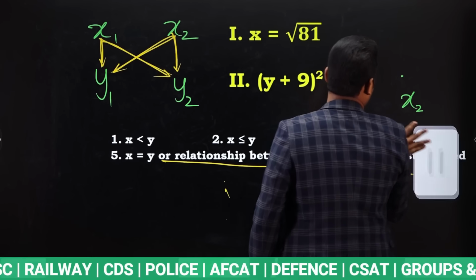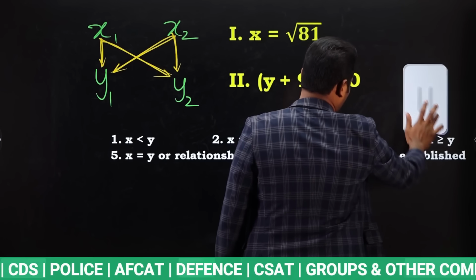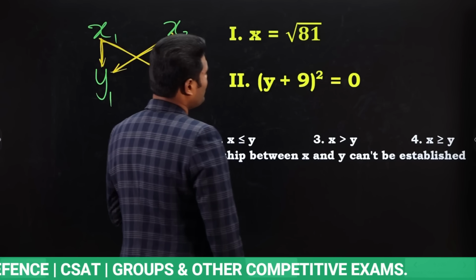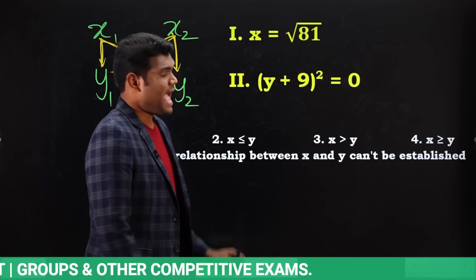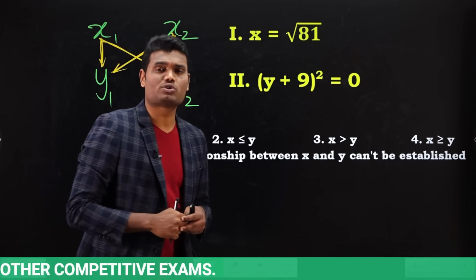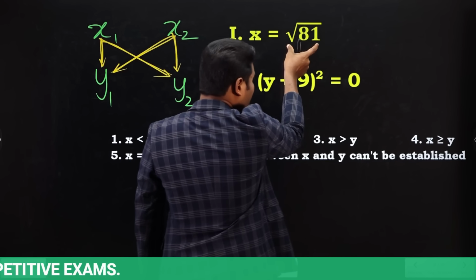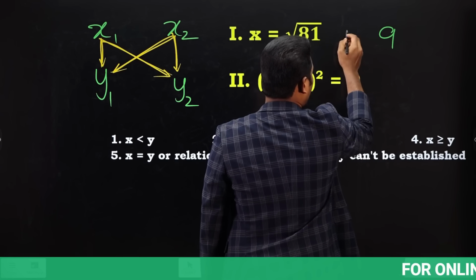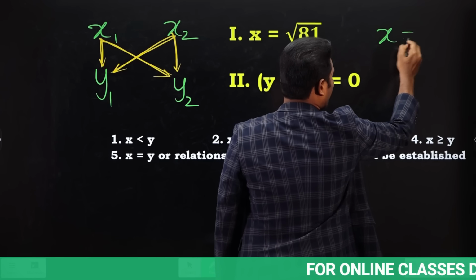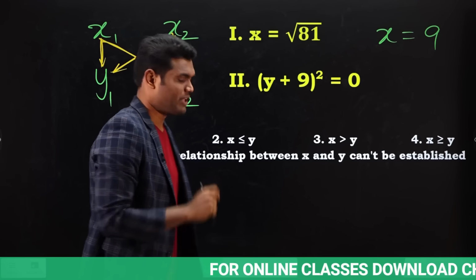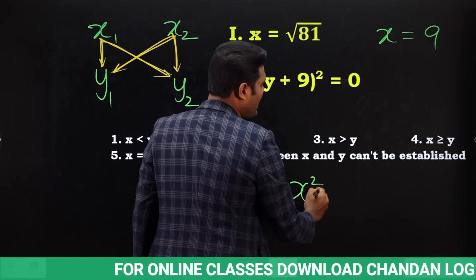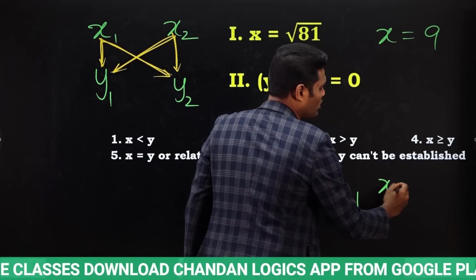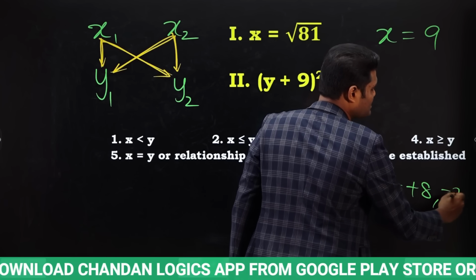Okay. Now let us solve the questions. Very easy. I am going to solve the best questions from quadratic equations. Listen carefully. x equal to root 81, y plus 9 whole square equal to 0. Actually if you observe, several times these types of questions come in examination. Whenever you have a root, the x value will be only positive. If it is in this way, x square is equal to 81, then you can say x is equal to plus 9, minus 9.